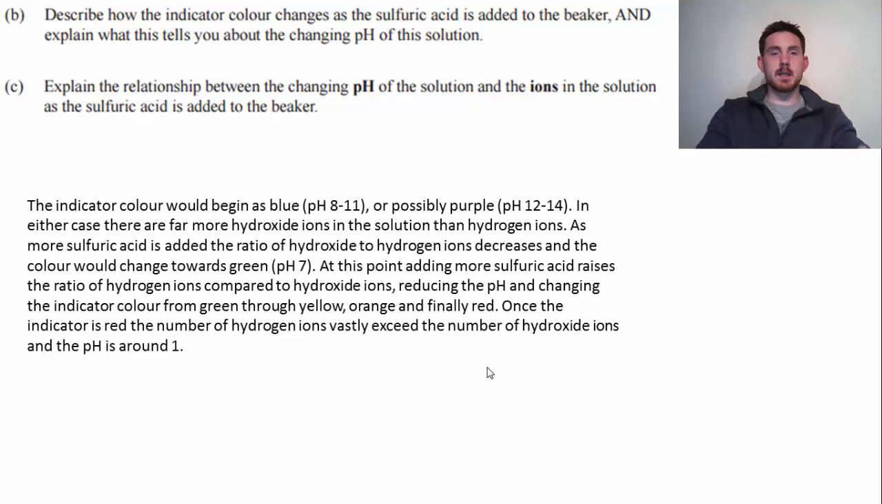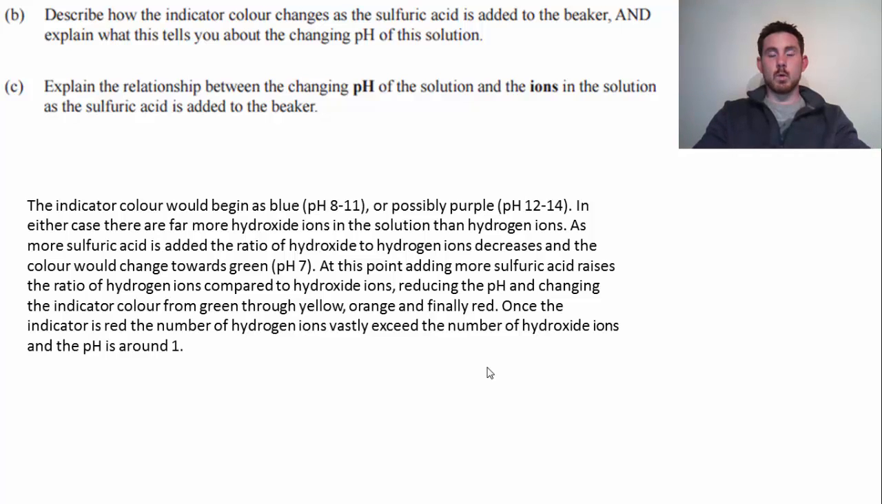Okay, so how does the indicator change color as sulfuric acid is added to the beaker? Well, because we started with the sodium hydroxide, I think it said 5 drops in the previous part of the question. So the indicator color, once we've added the universal indicator, but before we've added the sulfuric acid, the beaker would contain blue once that universal indicator has been added. So that represents the pH of the sodium hydroxide, a pH of around about 8 to 11. If it's highly alkaline, then it might be purple, which would represent about pH of 12 to 14.